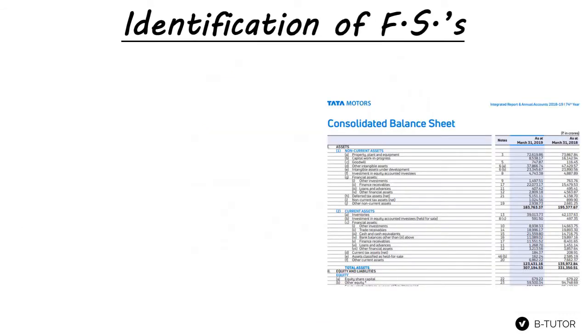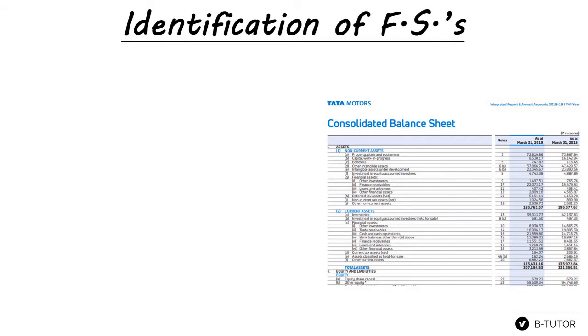Number 1. Identification of financial statements. An entity shall clearly identify the financial statements and differentiate them from other information in the same published document. Ind AS applies only to financial statements and not to any other information contained in the annual report.